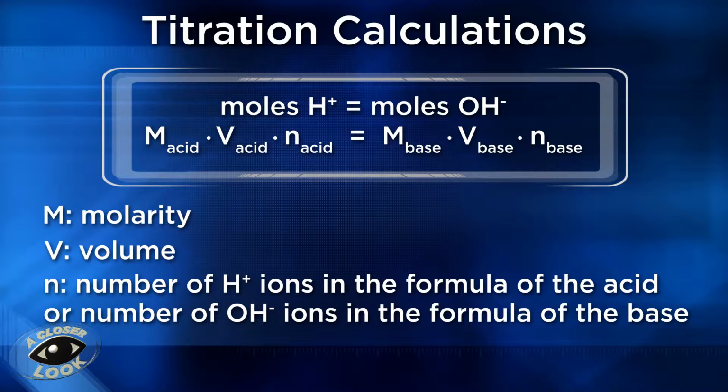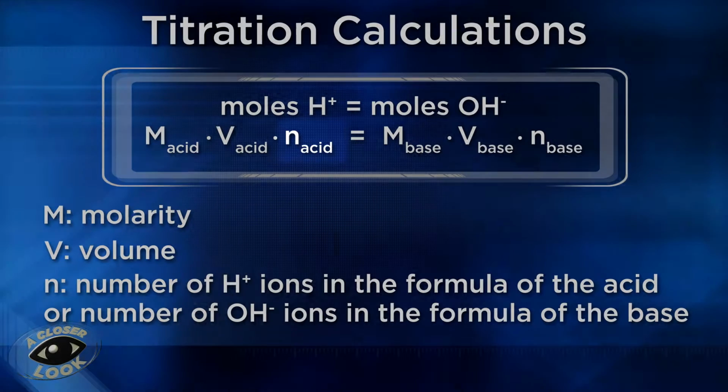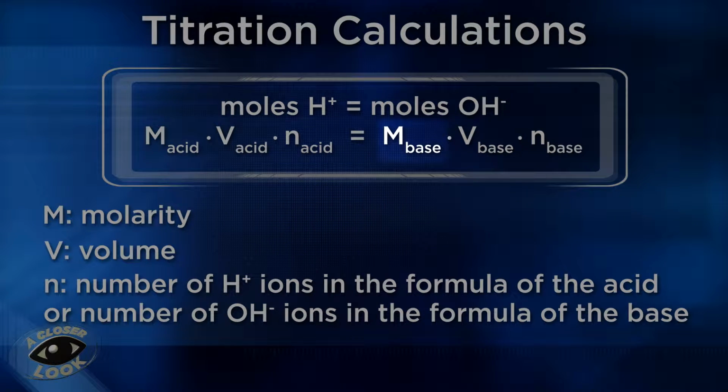The equation we use when solving titration calculations is the following. The molarity of the acid times the volume of the acid times the number of hydrogen ions present in the formula of the acid is equal to the molarity of the base times the volume of the base times the number of hydroxide ions that are present in the formula of the base.